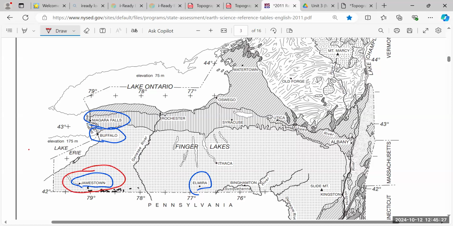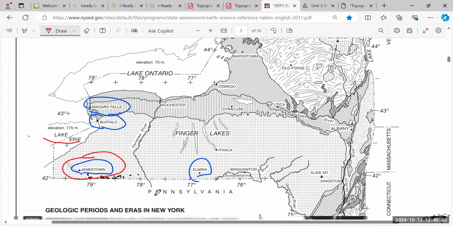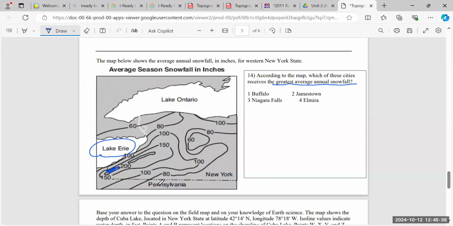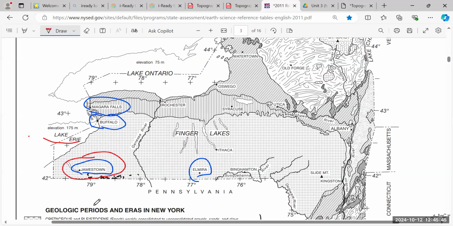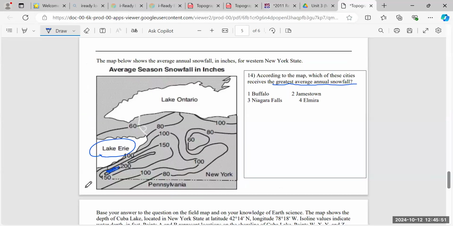All right, it's below Lake Erie, right? Because Lake Erie's here, and it is right before the borderline. You see Pennsylvania, right here underneath New York. And look at the sheet, Pennsylvania. So it's right close to the borderline. And it would be right here as well. So the correct answer is Jamestown.